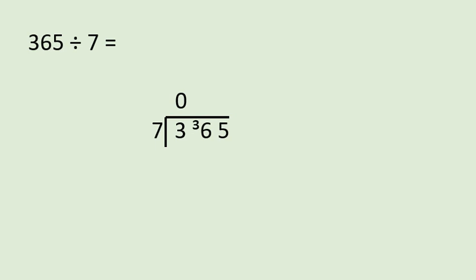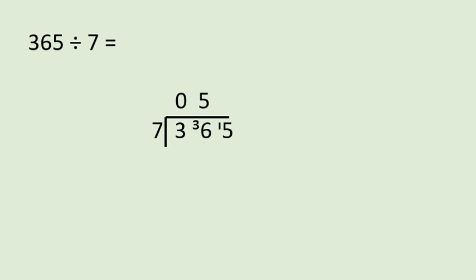So now, how many 7's go into 36? Or what is 36 divided by 7? Let's count together. 7, 14, 21, 28, 35. I'm going to stop there. 7 goes into 36 5 times, with 1 left over. That 10 that I have left over, I'm going to move on to the next column of my 1's. I now have 15 1's.